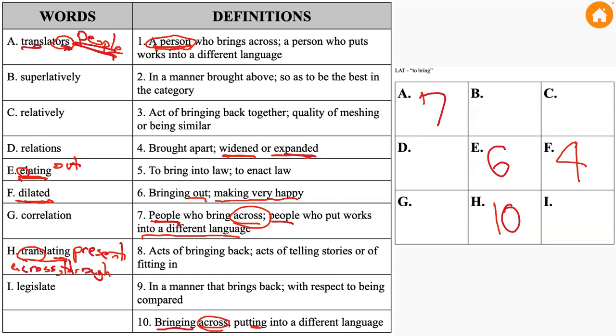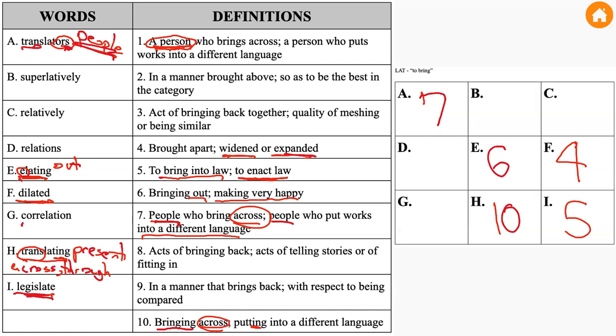Legislate. Okay, we'll do legislate. What does it mean for legislate? Law. So I would be 5. Yes, sir. Because bringing into law, to enact law. Again, legislative branch, 3 branches of government. The executive enforces, that's the president. The Supreme Court is judicial, they see if the law is fair or not. And legislative, they make the law. All 3 of them have a part. They all have to work together.